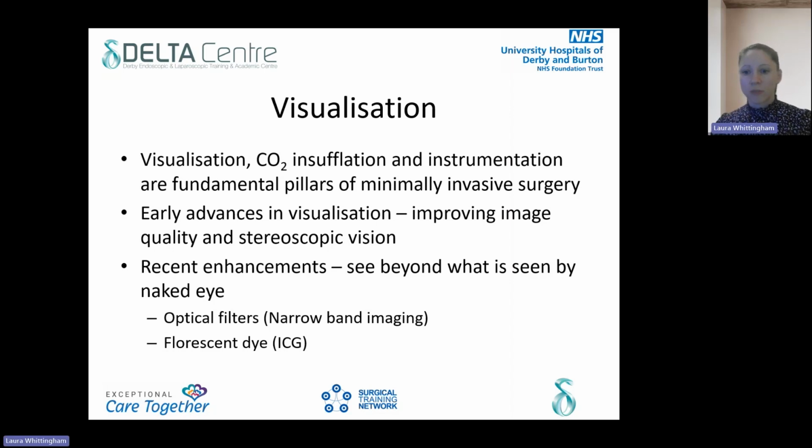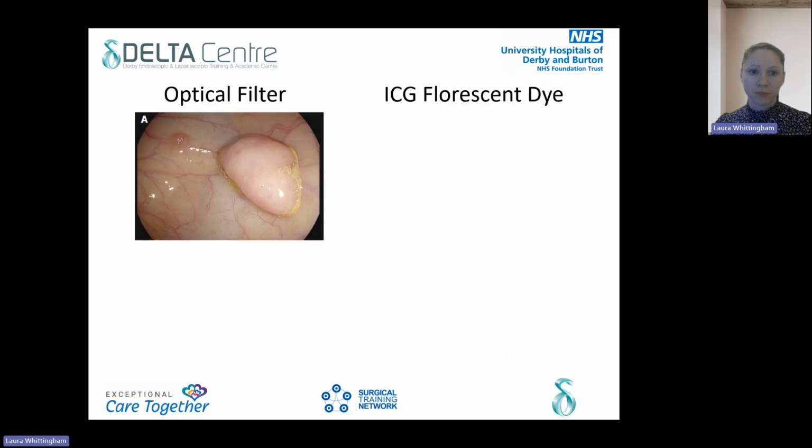This slide's a quick comparison between the two main developments, which is optical filter and ICG fluorescent dye. On the screen here, you can see an image which is likely to be an endoscopic view, a colonoscopy, and this is what the operator would see. So when they're investigating to see whether there's potential for the polyp to be benign or malignant, it's very difficult to tell just from this sort of view as to gauge what the risk may be.